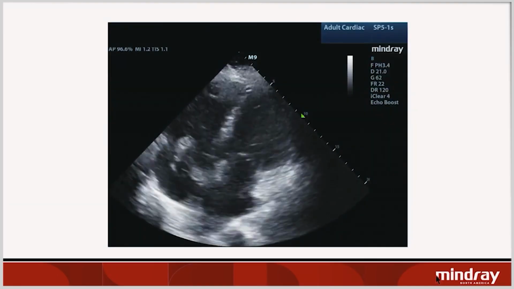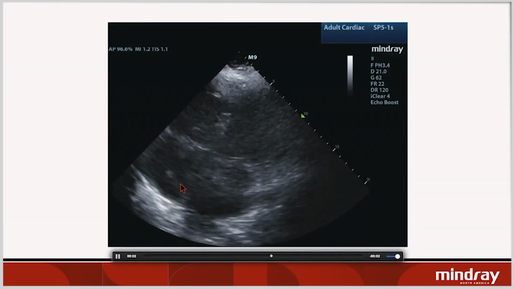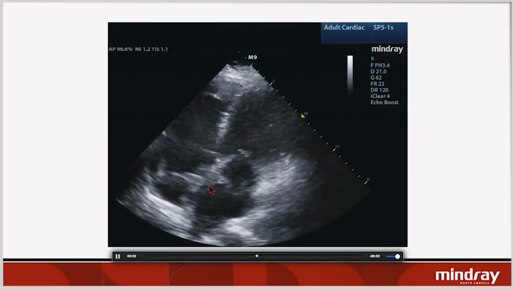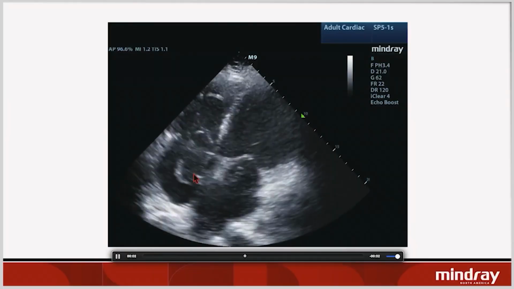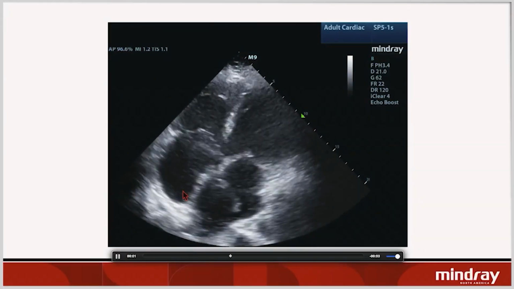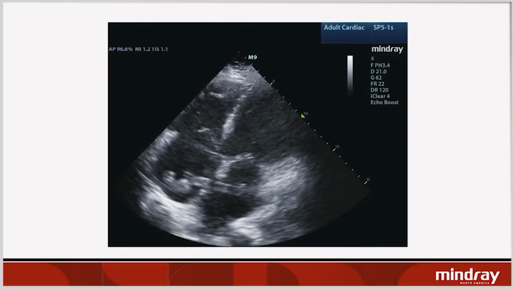So you also sometimes see clot in transit here in the right atrium. This patient happens to be crossing a patent foramen ovale, and so you can see it on the left, but that's a little less common. But if you think you see something flopping around on the right side of the heart, that's often clot in transit, so it's not as uncommon as people think.